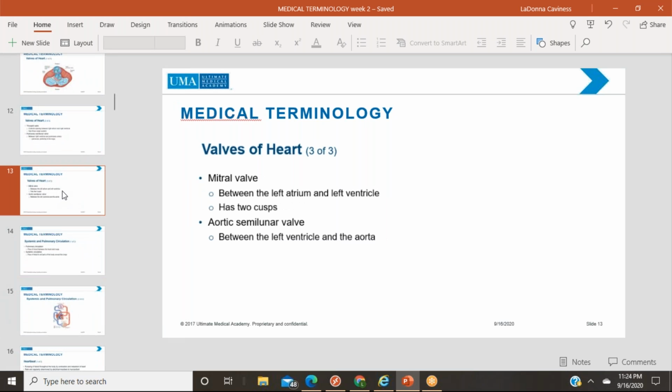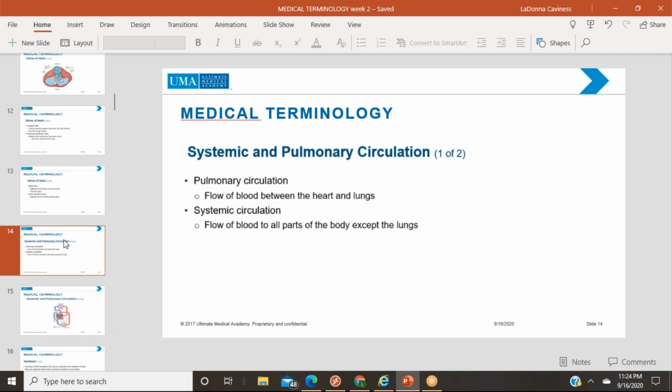The mitral valve is between the left atrium and the left ventricle. It has two cusps. The aortic semilunar valve is between the left ventricle and the aorta.